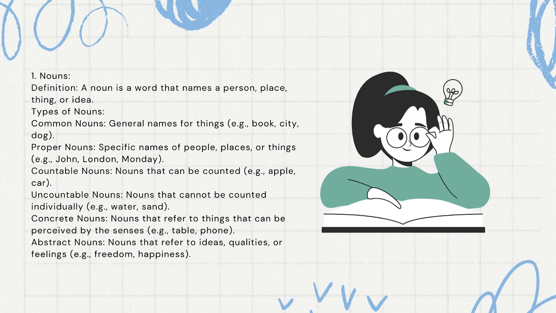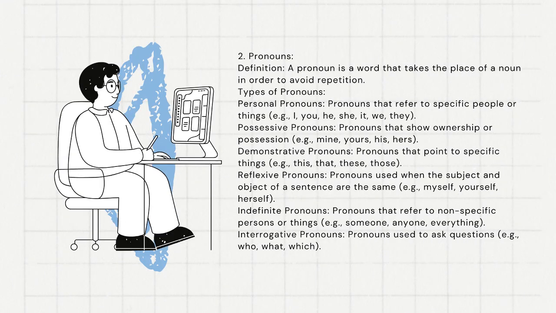Abstract nouns refer to ideas, qualities, or feelings, like freedom, happiness, sadness, depression. And now moving on to pronouns. A pronoun is a word that takes the place of a noun in order to avoid repetition. There are three types of them.